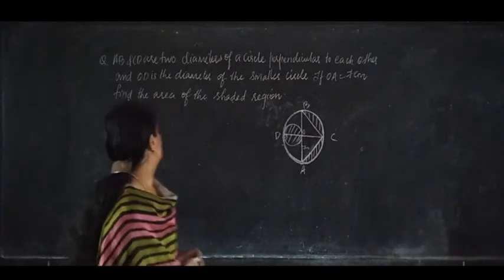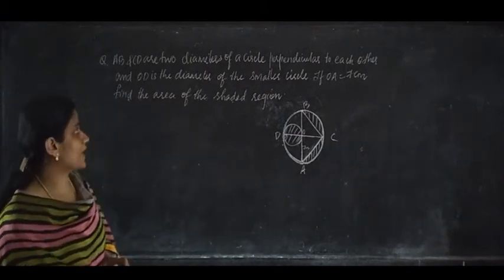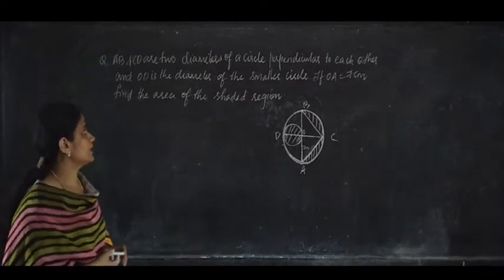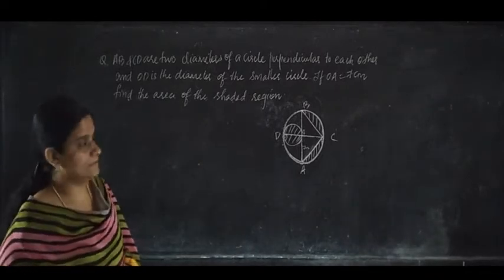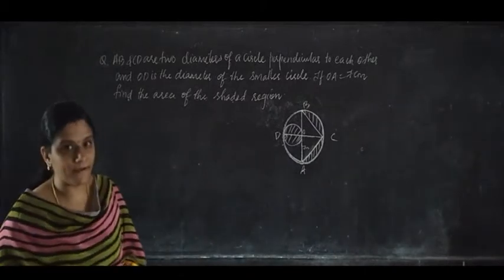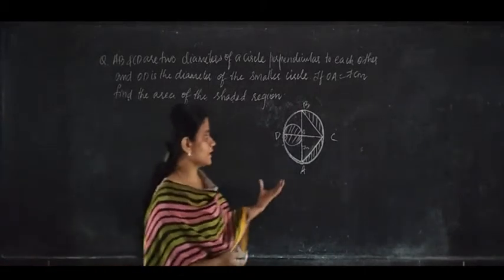Next question. AB and CD are two diameters of a circle perpendicular to each other, and OD is the diameter of the smaller circle. If OA is equal to 7 cm, find the area of the shaded region, and this is the figure given to us.